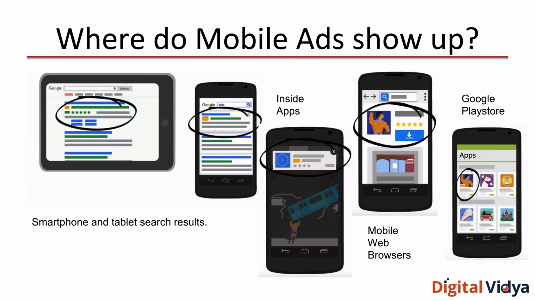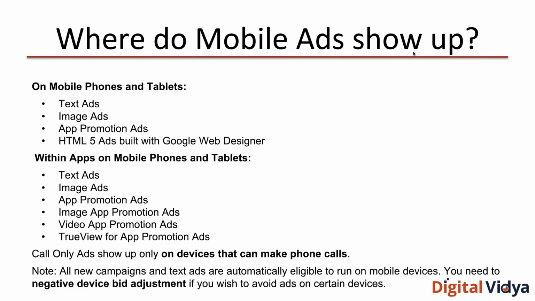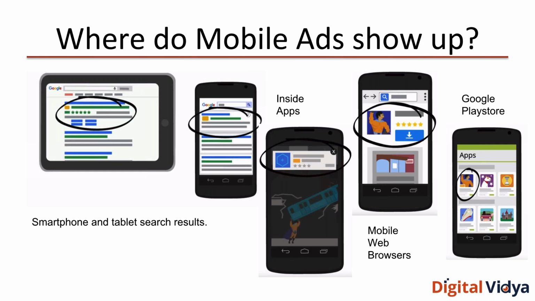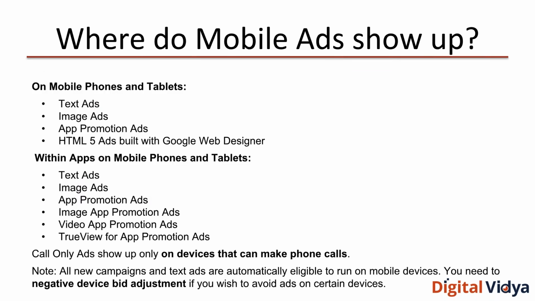Okay, so here I'm just showing you where all the mobile ads can show up. These two slides are about that. So first we saw it can show up on your mobile browser, it can show up inside your mobile app, on mobile web browsers, and within the Play Store. These are the spaces where you can see these ads, the ads that are created using AdWords targeting mobile devices.